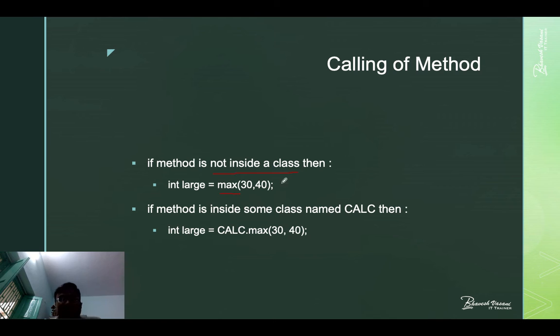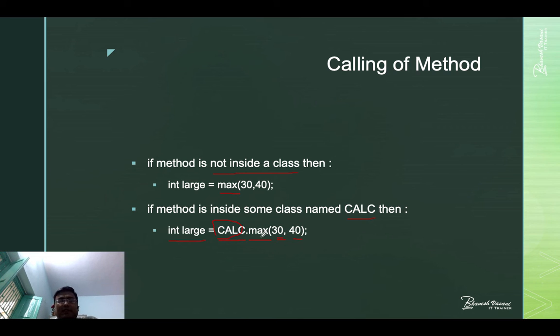The next scenario is when a method is inside a class. Here I have taken one variable named large, its data type is integer, and I am using a max method from a class named calc. I have written calc.max, and I have passed arguments 30 and 40. Why have I used the word calc here?